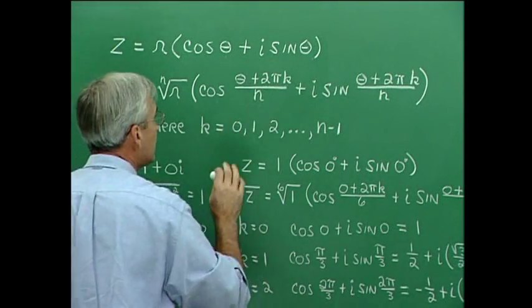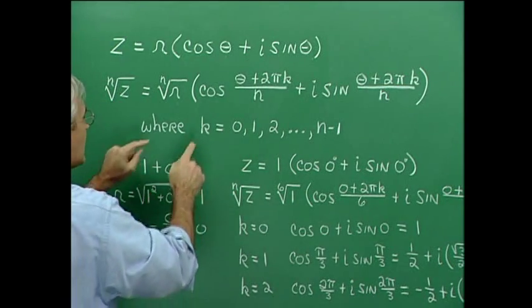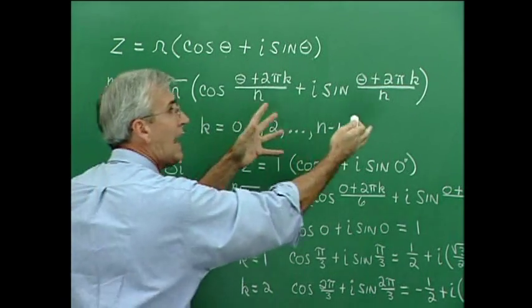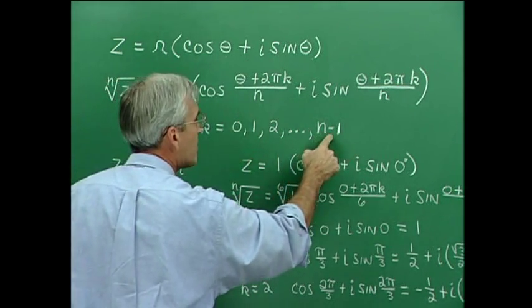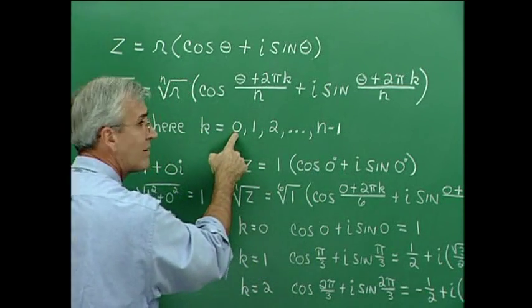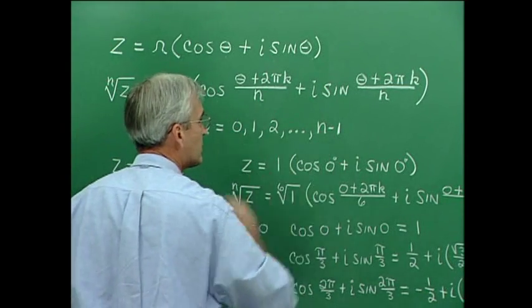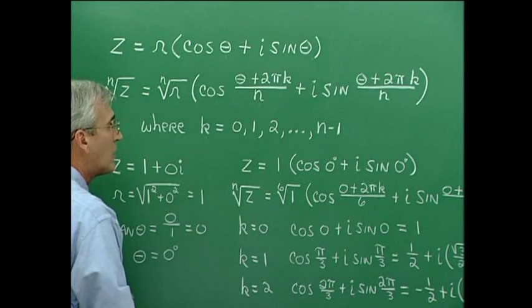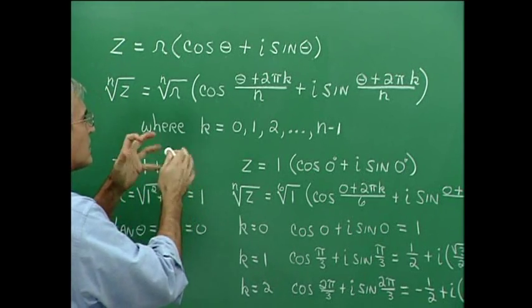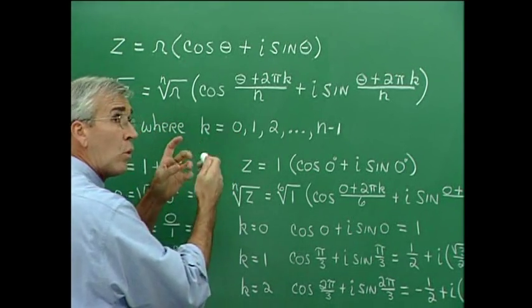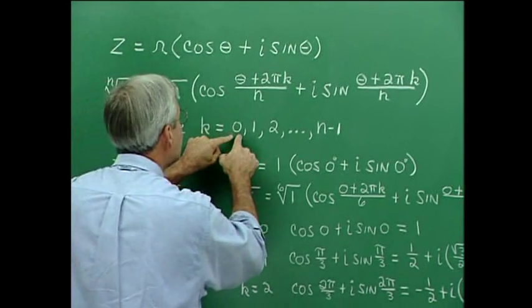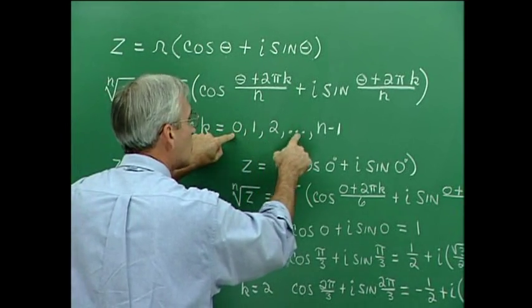Now k is simply a little counting mechanism, and k takes on various values up to n minus 1. Now k starts at the value 0, and it goes up to n minus 1. And it turns out that all of these roots will occur by letting k take on a separate value each time.